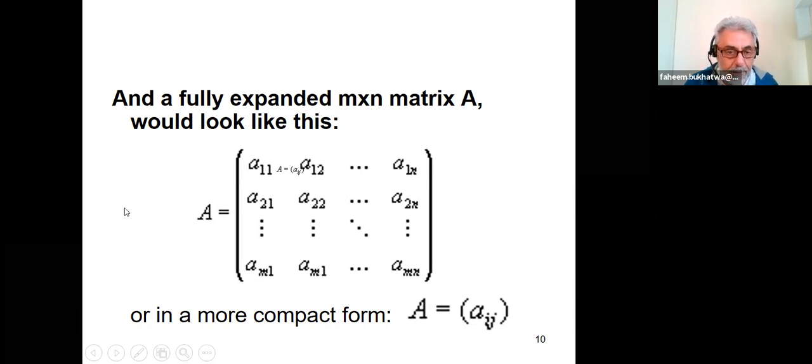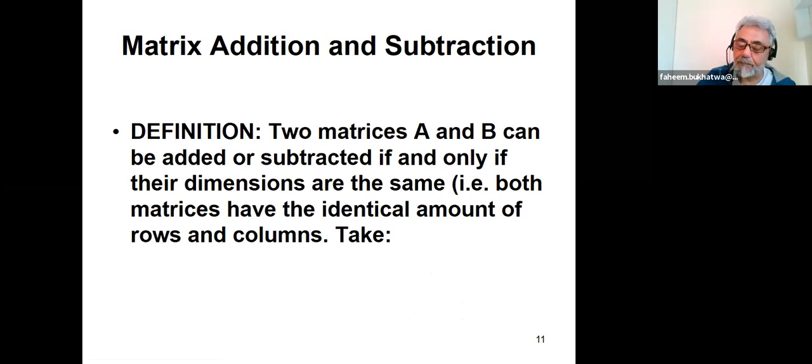Here would be row number M, and this is column number 2, and so on. So first, a matrix is known by how many rows and how many columns it has, and every item in that matrix is referred to by the matrix name and its position in row and column.